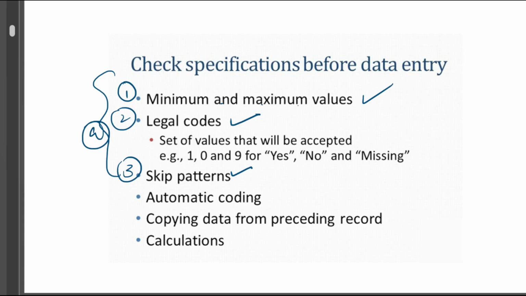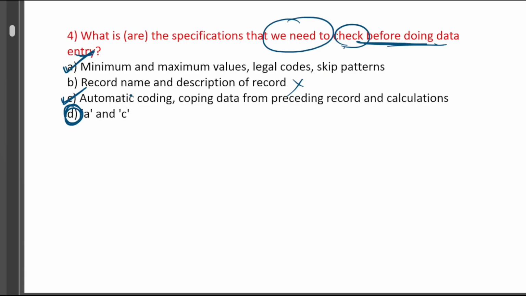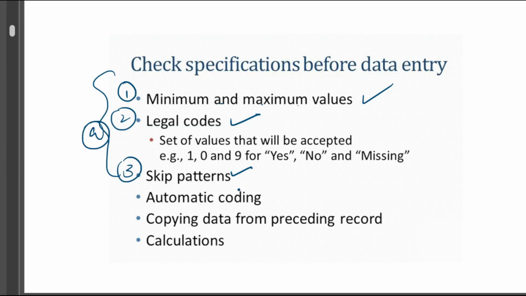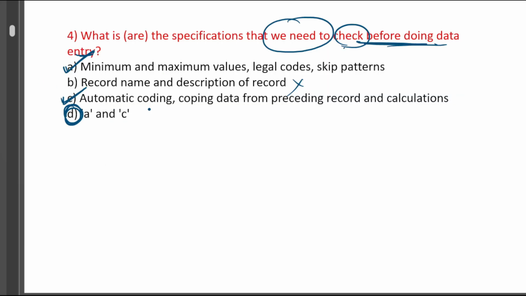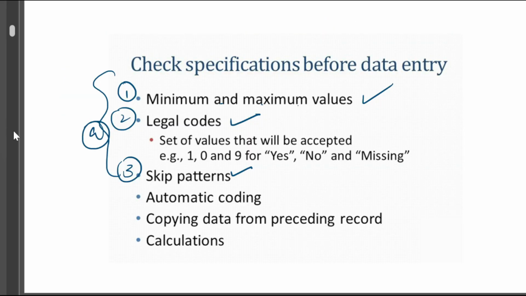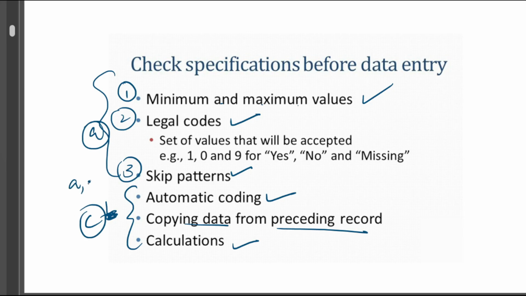Then next, option B was record name and description of the record, which is not mentioned in this chart. Third one is automatic coding, then copying the data from preceding records and calculations is also mentioned. Now see over here, automatic coding, copying the data from preceding record and calculations is mentioned as option C. So we took the answer as A and C, that is option D.